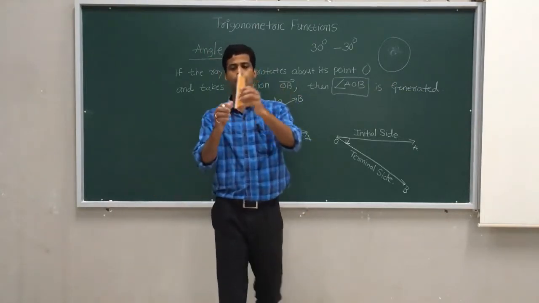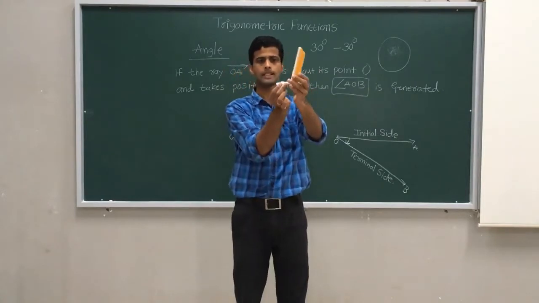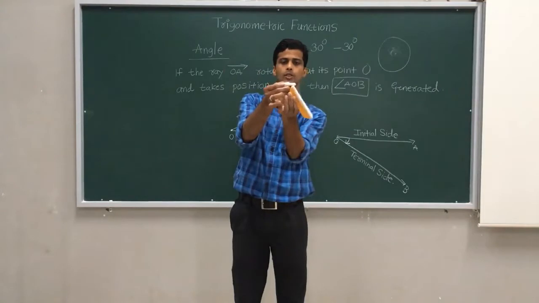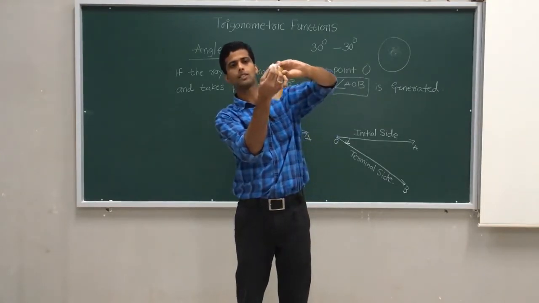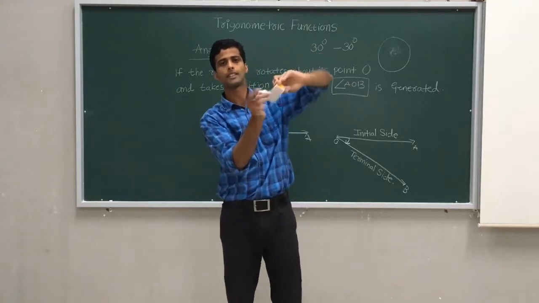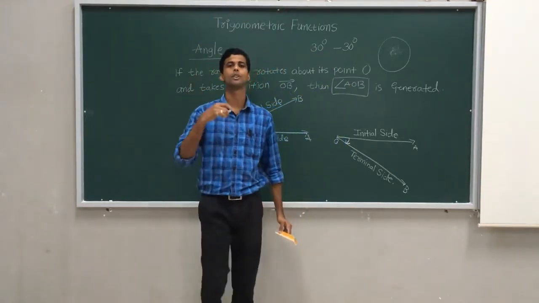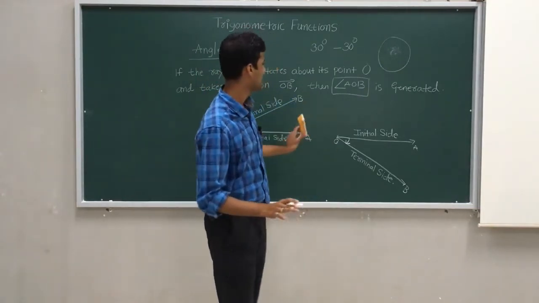So if this is the initial ray and it travels in this direction, it is called anti-clockwise. Therefore, the angle is positive. But if that travels in a clockwise direction, the angle is said to be negative. For anti-clockwise, the angle is positive. For clockwise, the angle is negative. That is what you have to keep in mind.